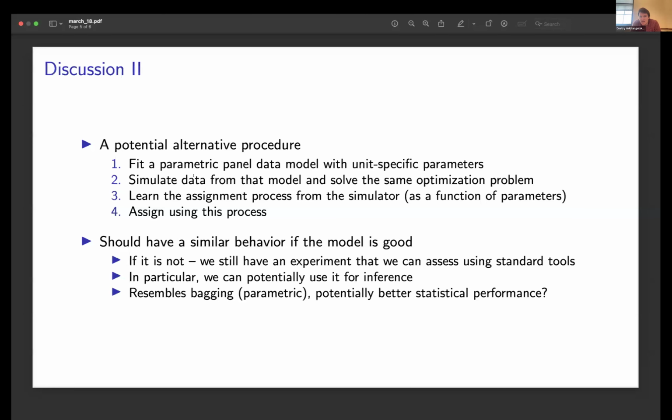And I think that this type of procedure would have a very similar behavior to the one that the authors propose, if my model is good, right? So fundamentally, it has to. If I'm generating data that looks very similar to what we're seeing, then my solutions are going to look very similar. But at the same time, I potentially will have an experimental guarantee, because now I actually am assigning units in an experiment, and I can check how that experiment looks, how much overlap there is in that experiment. And then potentially I can use it for inference, just that experiment.